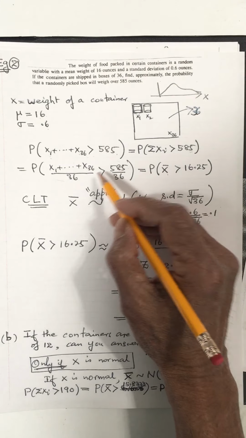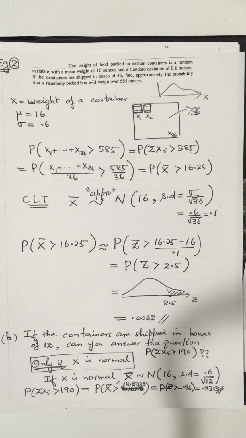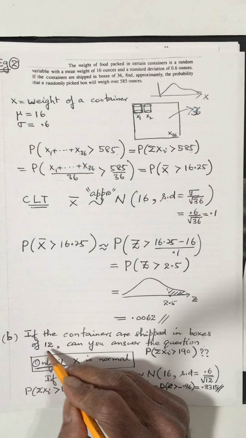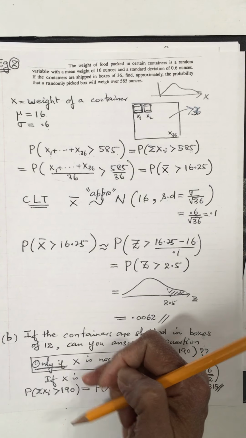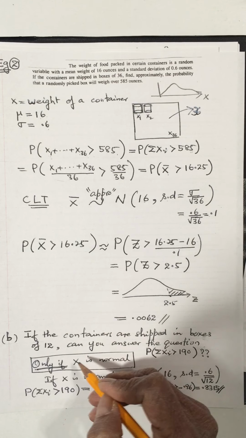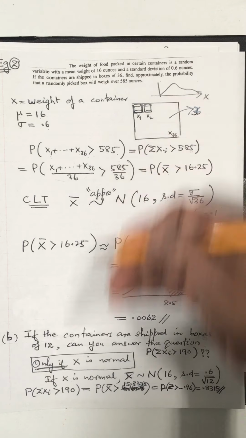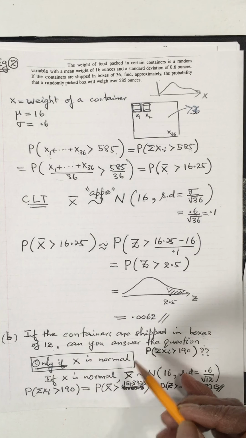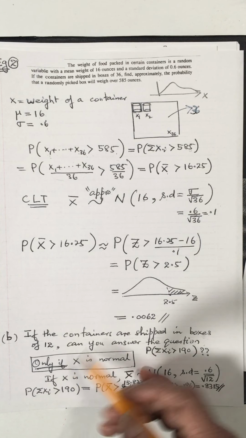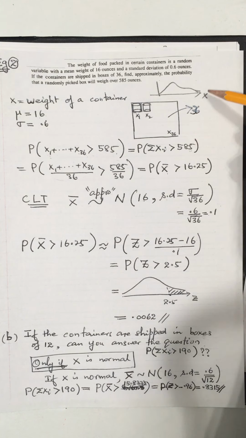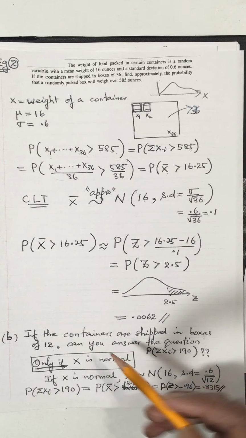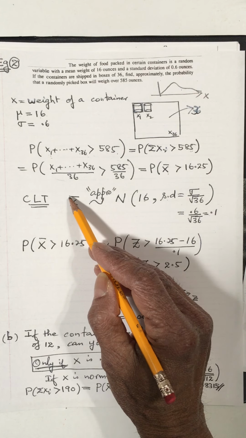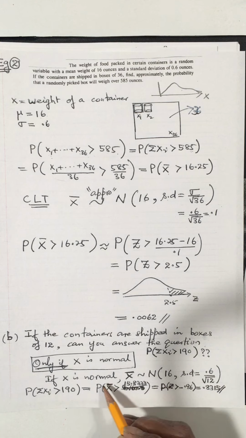All right, so the thing is that this 36 is quite large actually, so it's well over 30. So the part B: if the containers are shipped in boxes of 12, so can you answer this question? The same way, but the only thing is that now n is 12, which is not large. So you can answer this question only if that initial population, which I'm referring to, is a normal curve. Okay, so if that is a normal curve, then this part is automatically normal. If x is normal, this is automatically normal for any n.